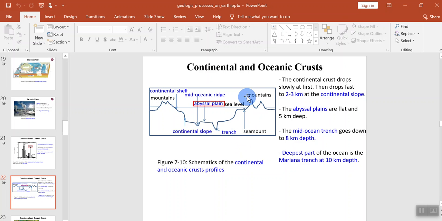We said that the continents and oceanic crusts, there it is, mid-ocean ridge, seafloor spreading. This is a trench, very deep. These are called the abyssal plains. They're pretty flat. It's about 5 kilometer depth. The deepest trench is Mariana Trench, 10 kilometer depth. And then oceanic plates push on continental plates, and their subduction and so on forms mountains and so on.